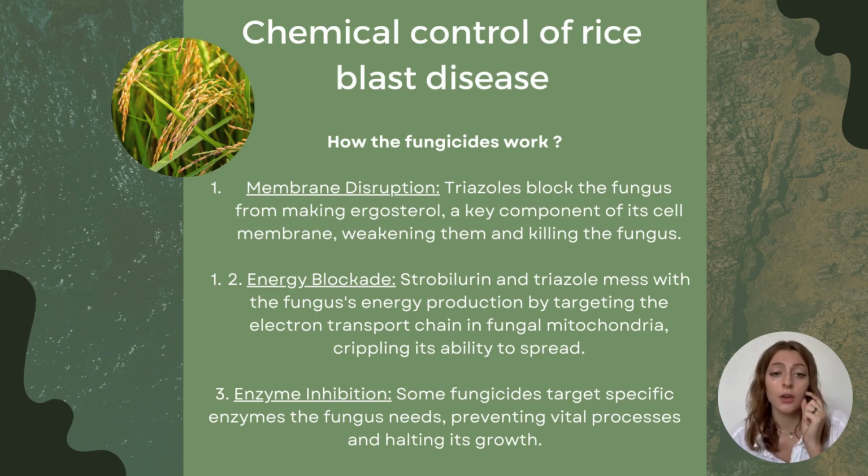The second one is energy blockage, where strobilurin and triazole mess with the fungus's energy production by targeting the electron transport chain in fungal mitochondria, crippling its ability to spread. The third one is enzyme inhibition, because some fungicides target specific enzymes the fungus needs, preventing vital processes and then halting its growth. So while concerns remain about overuse and environmental impact, this research shows promise for controlling blast disease and protecting rice crops.